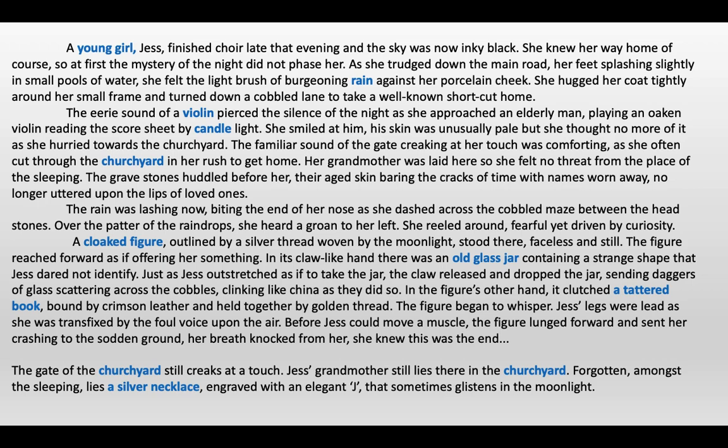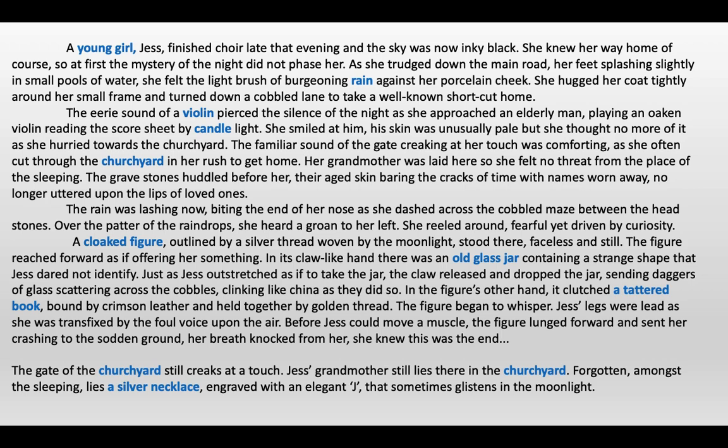this was the end. The gate of the churchyard still creaks at a touch. Jess's grandmother still lies there in the churchyard, almost forgotten amongst the sleeping. Lies a silver necklace, engraved with an elegant J that sometimes glistens in the moonlight.